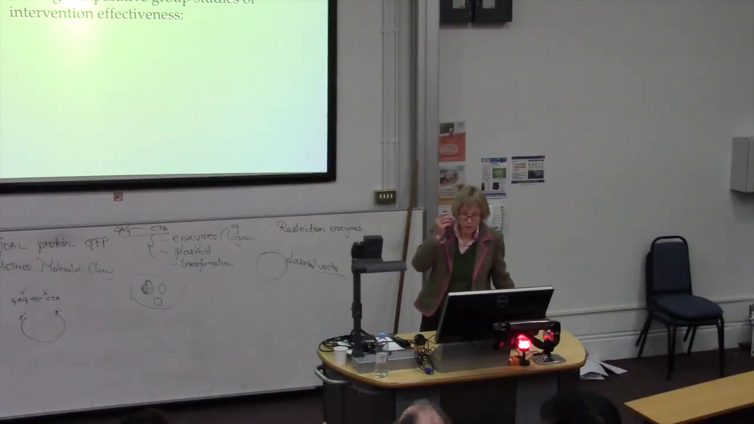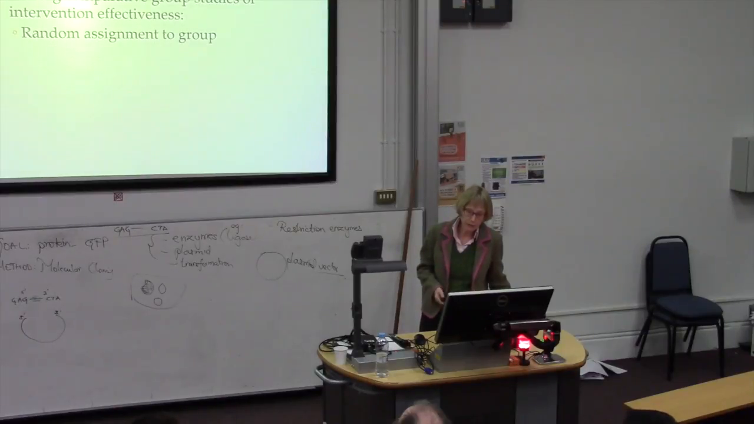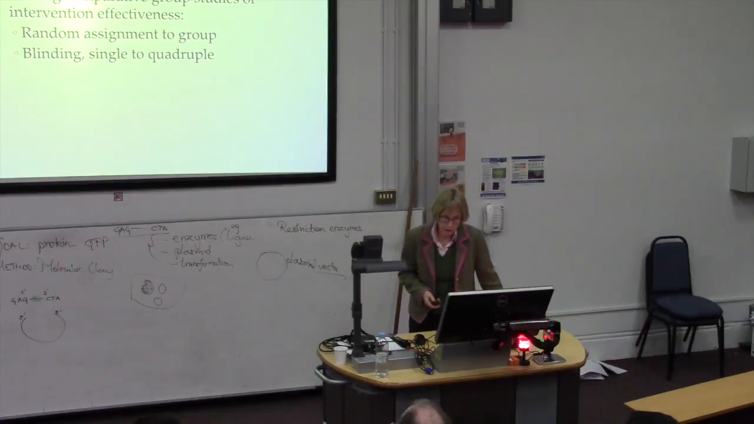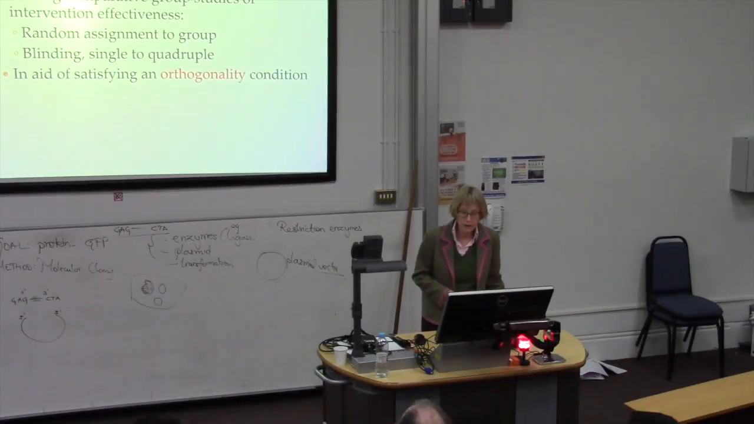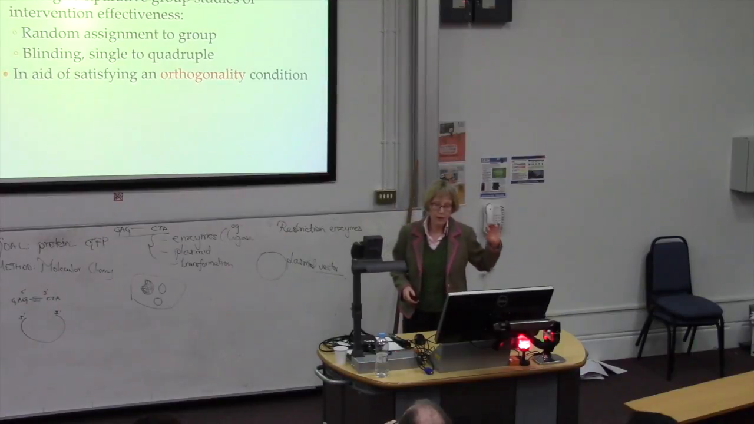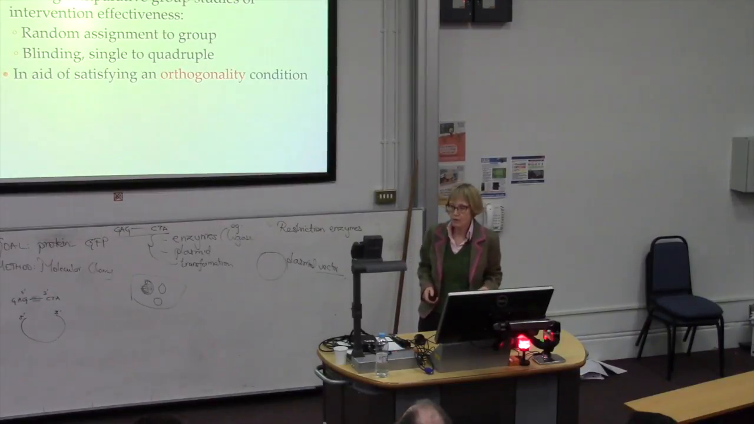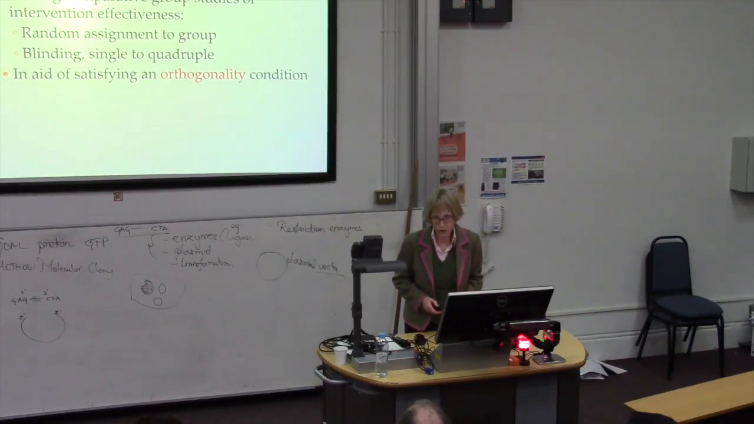So we know that RCTs are comparative group studies of intervention effectiveness, where you have random assignment to group, and we have blinding, hopefully quadruple blinding. The reason you do the random assignment and the blinding is to try to satisfy what's formally called an orthogonality condition. So I'm going to explain that.